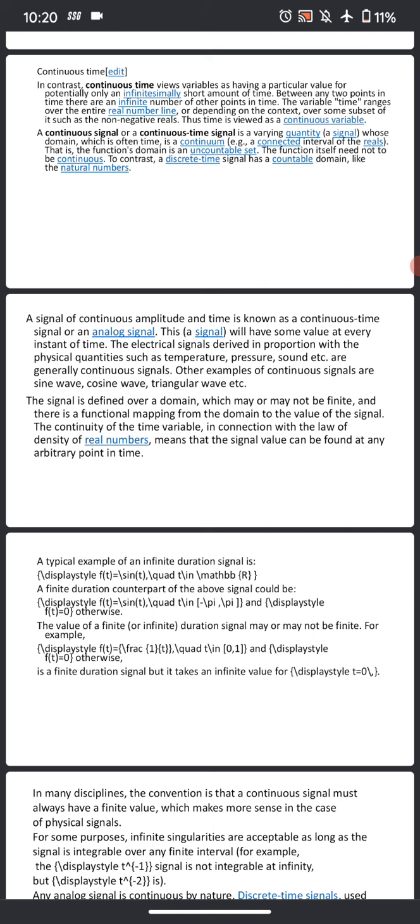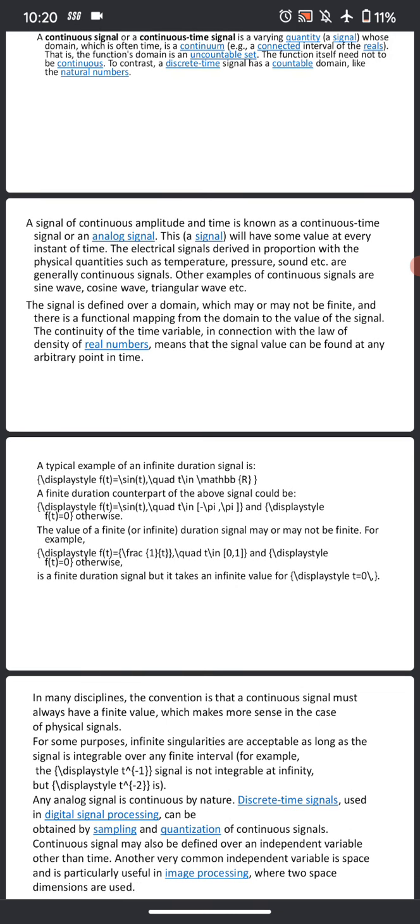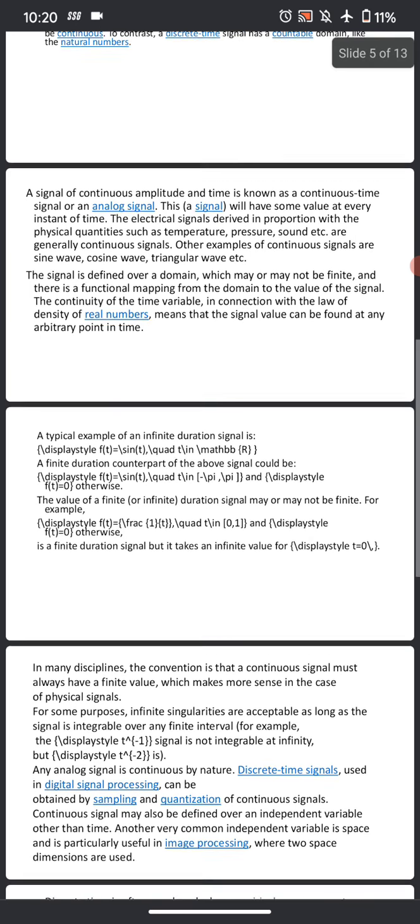The signal is defined over a domain which may or may not be finite. There is a functional mapping from the domain to the value of the signal. The continuity of the time variable, in connection with the law of density of real numbers, means that the signal value can be found at arbitrary point in time. A typical example of an infinite durational signal is f(t) = sin(t), t in ℝ. A finite duration counterpart of the above signal could be the mentioned signal. The value of finite or infinite durational signal may or may not be finite.